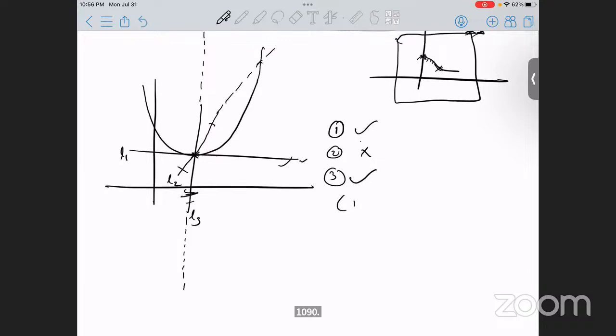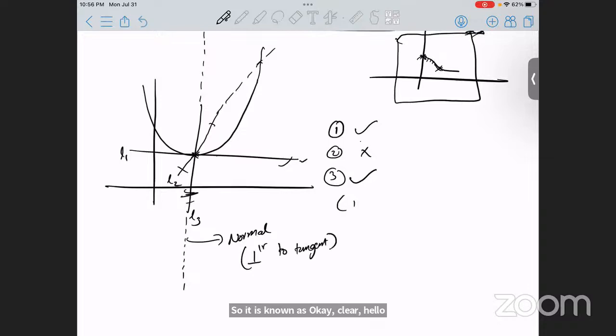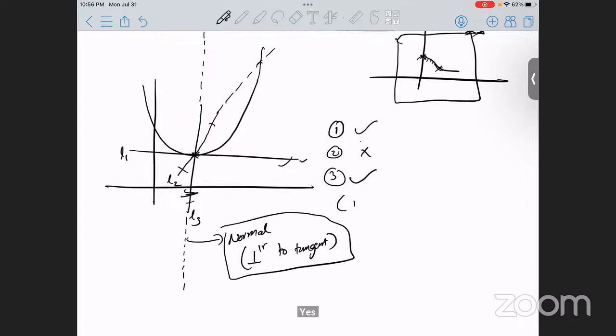This is known as the normal, which is perpendicular to the tangent. So it is known as normal. Okay, clear? L3 is the normal, which is perpendicular to the tangent. So it is not a tangent. Clear?